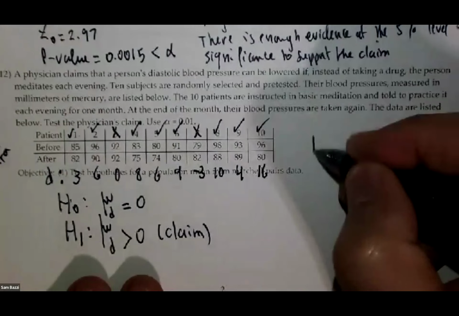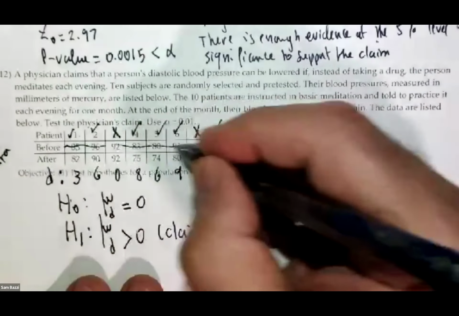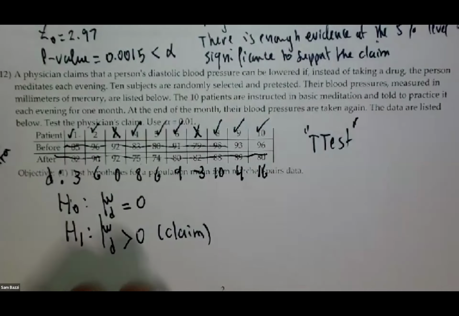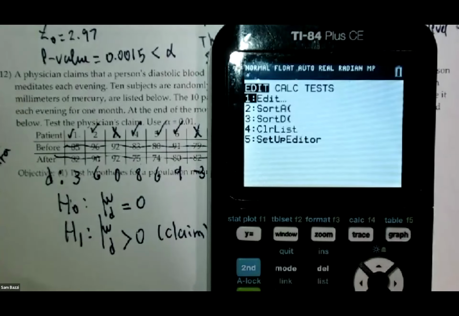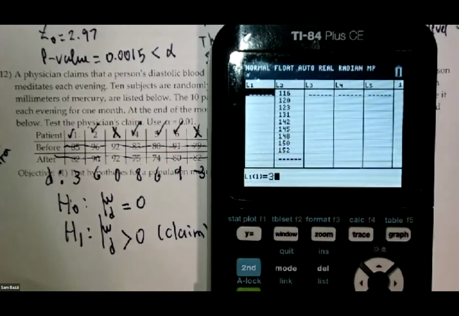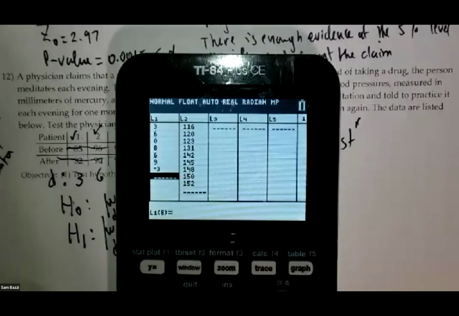This is a t-test, guys. It's going to be a t-test. Forget about this and forget about that. We're done with it. We just need the difference. We need to test the difference. So here's how you do it on the calculator. You go to stat, edit, and you input the data first. Let me just clear this one. So I'm going to input the data: 3, 6, 0, 8, 6, 9, -3, sorry, 10, 4, 16.